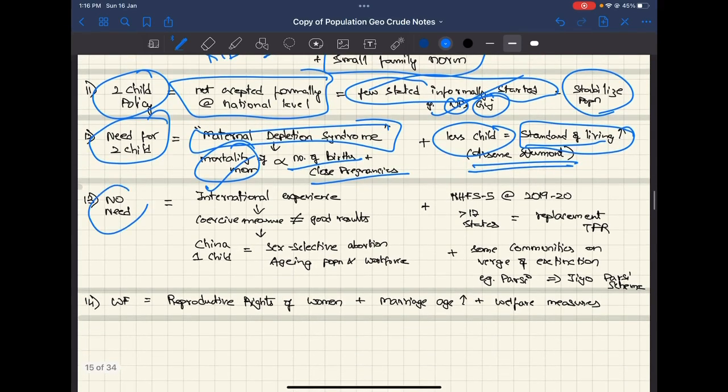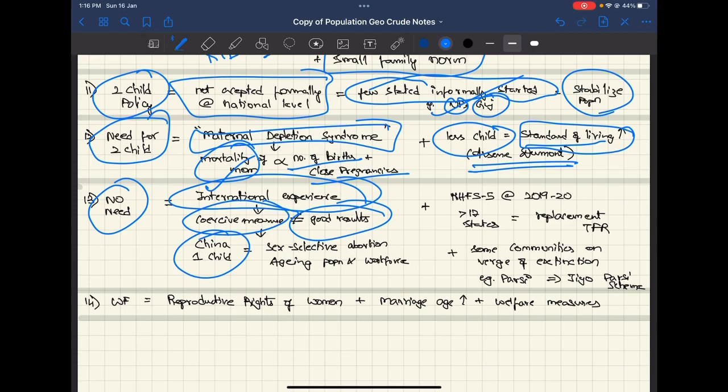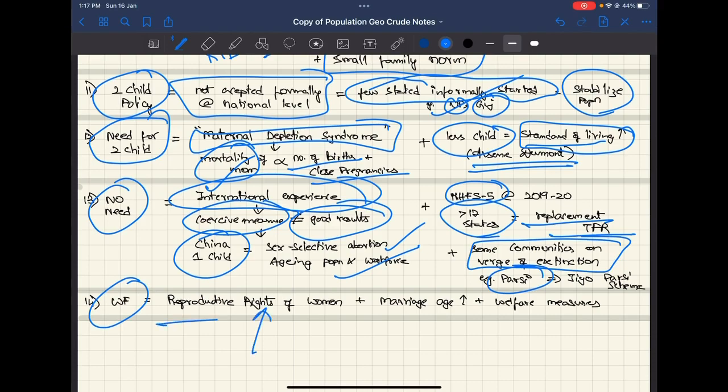But there is no need for such a two-child policy because, according to international experience, such coercive measures will not give good results. Example: China's one-child policy resulted in sex-selective abortion and an aging population and workforce. Also, according to NFHS 5, more than 17 states already have replacement TFR. Moreover, some communities are on the verge of extinction, like Parsis. So the way forward is to ensure the reproductive rights of women, increase the marriage age, and follow the welfare approach to population control.